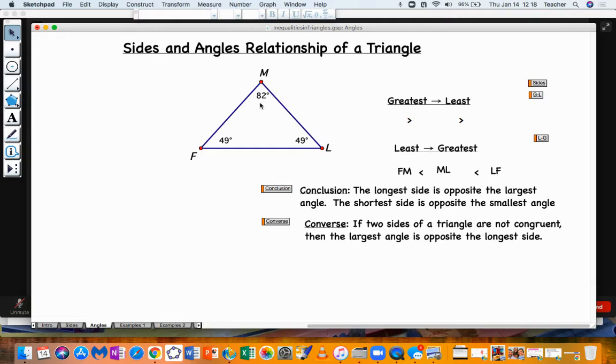Which also, if we have two sides the same, that's called isosceles. If we had three sides the same, that's equilateral, and all these would be 60. So this statement would not be true. But if two sides of a triangle are not congruent, then the largest angle is opposite the longest side. And that would also be true just going in reverse. All right, let's do some examples.